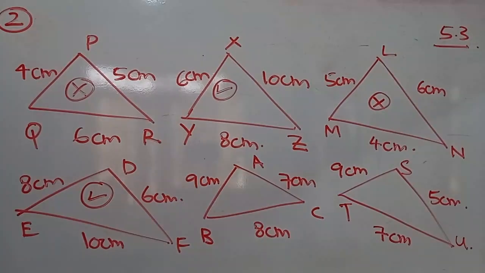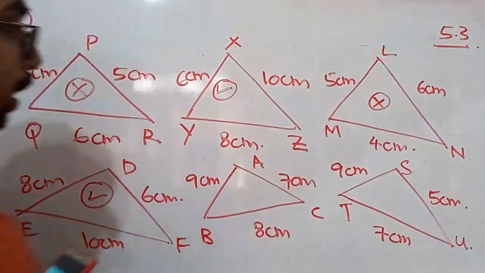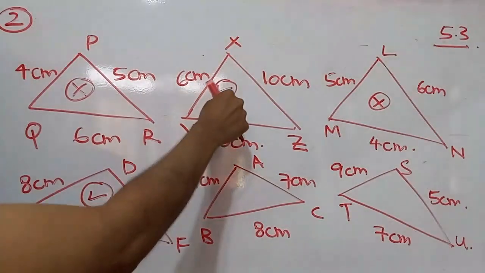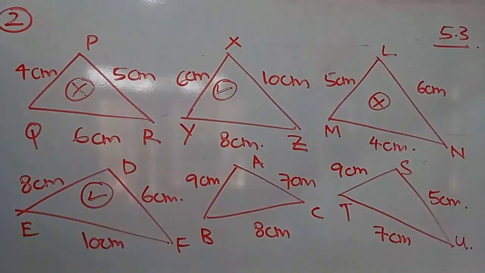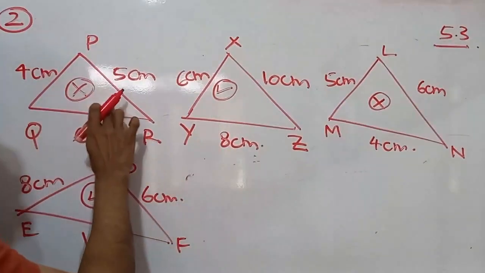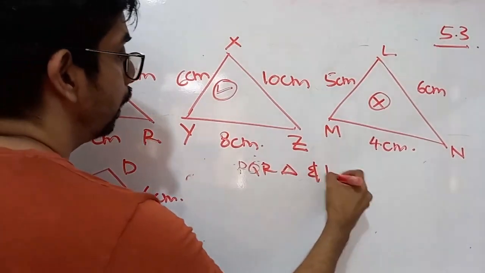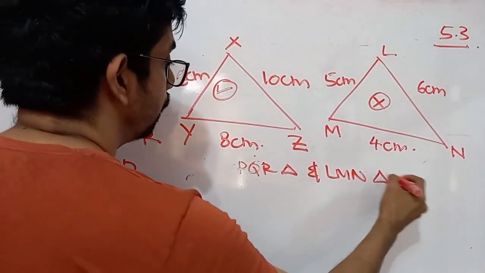In order to complete this question, right? Separately we will take PQR triangle and LMN triangle. Then we will take XYZ triangle and DEF triangle and we will prove that those triangles are congruent, and after that we will write down the corresponding elements. Right. So I will erase this part. First of all we will take PQR triangle and LMN triangle.